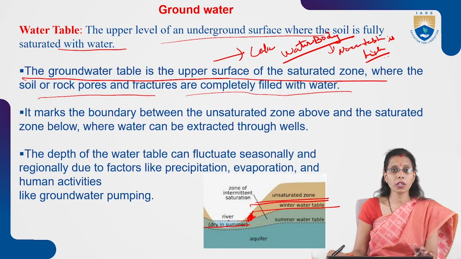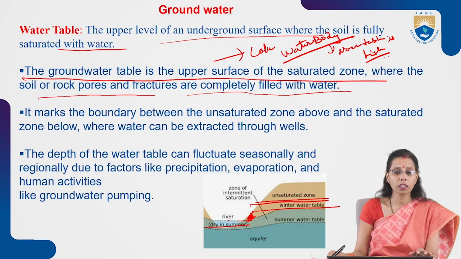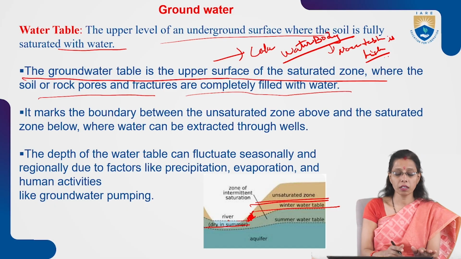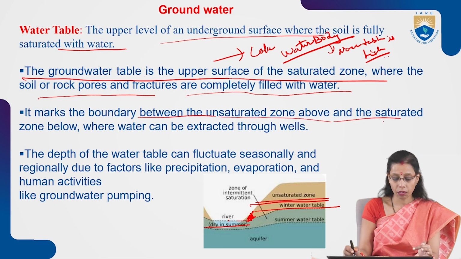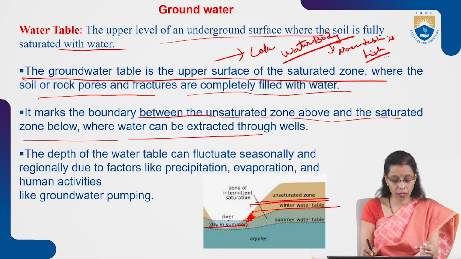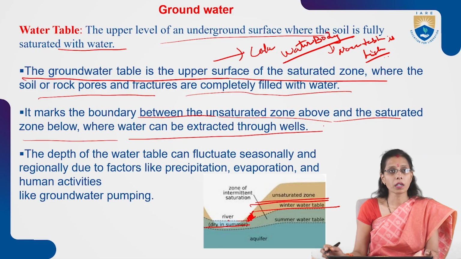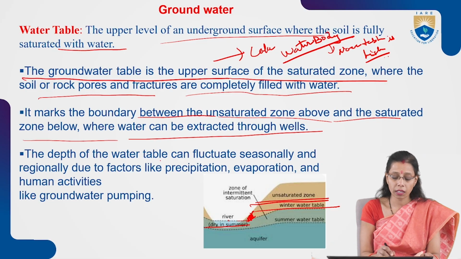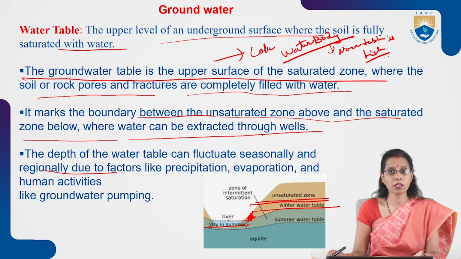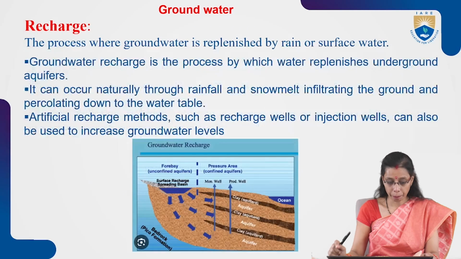Now, nearby a reservoir or a water body, if you try to dig a hand pump or a bore, then we need not go for very deep digging of the bore. Within a few meters itself, we can get the water. So, it marks the boundary between the unsaturated zone above and the saturated zone below, where water can be extracted through wells. Now, the depth of the water table can fluctuate seasonally and regionally due to factors like precipitation, evaporation, and human activities like groundwater pumping.